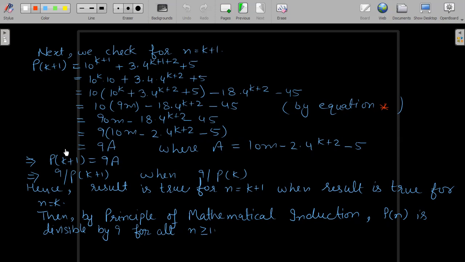From the definition of divisibility, 9 divides P(k+1), and this is true. This result is true only when 9 divides Pk. Hence, the result is true for n = k + 1 when the result is true for n = k. Then by the principle of mathematical induction, Pn is divisible by 9 for all n ≥ 1.